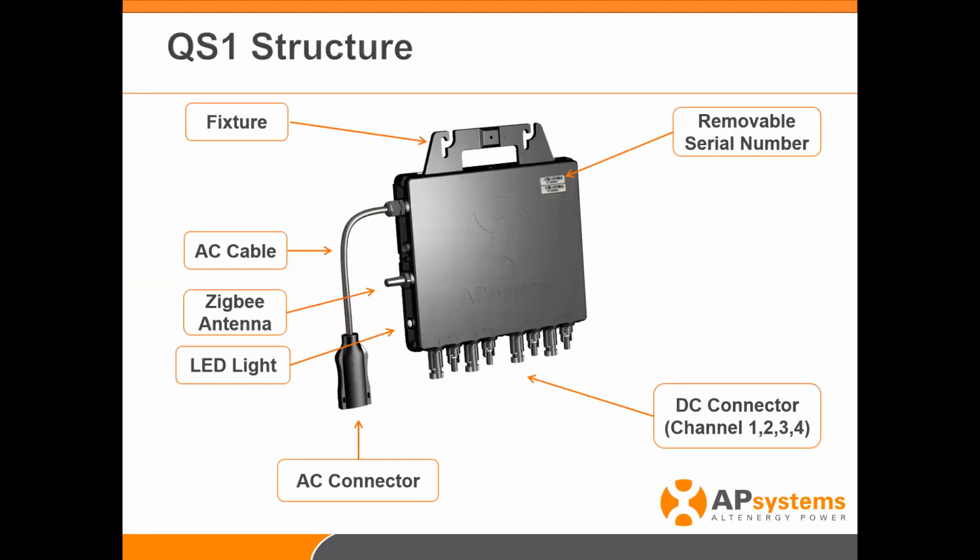As far as the structure, I won't bore you, but if you're looking at the exact same thing, the removable serial numbers are the key thing. This is where you're going to make your maps. The same MC4 connectors that are on the 600 are here as well, just 4 of them. The same Zigbee antenna, same LED light, same connectors, same fixture. So the nice thing is, once you understand the 600, the QS1 is the exact same thing, but with 4 inputs instead of 2.